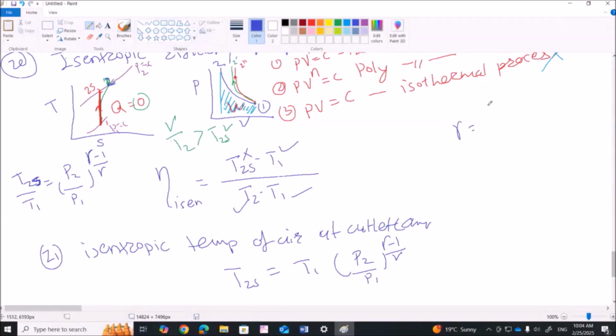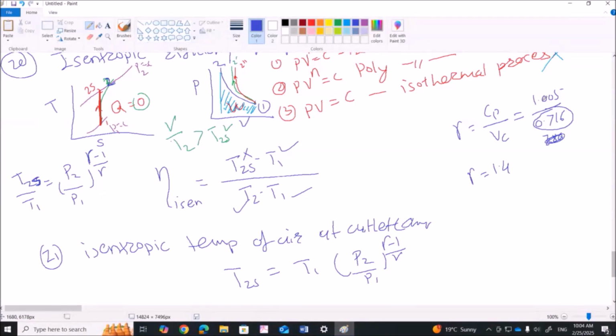What is gamma? I explained already. Cp by Cv. If it is not given, Cp is 1.005 divided by 0.716. So I will get 1.4. If there is a mistake here, I always confuse 0.786 or 0.716, so it doesn't matter. I can write the answer 1.4.